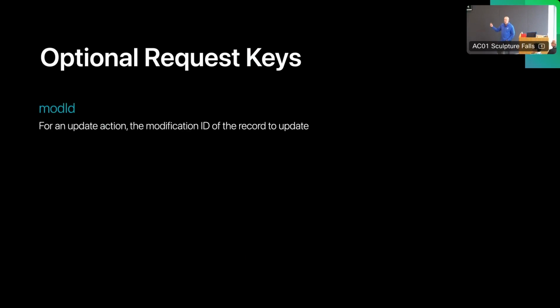Now, there's also a couple optional request keys that you can use. One is mod ID. We saw it coming back as a response, but you can also use it in your request. During an update action, if the mod ID that you say the record has does not match its actual mod ID, your request will fail. So this would be a way to prevent multiple sources hitting the same record, if somebody's updated it and you didn't realize it was updated, that kind of thing. I've never had to use it, but just wanted to point out that it was there.